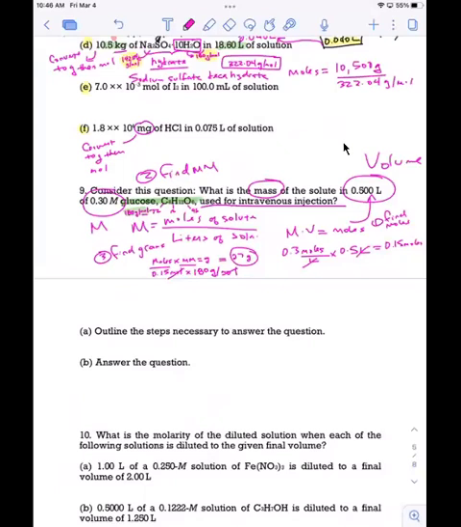All right, we're going to stop here. And yeah, we'll stop. And then we'll come back after spring break, hopefully.